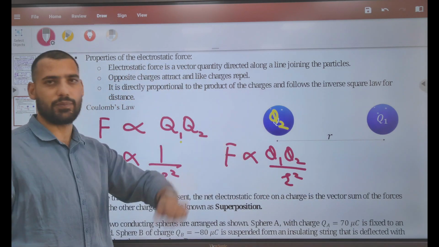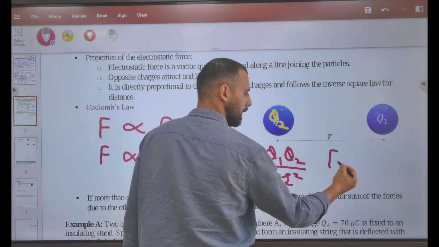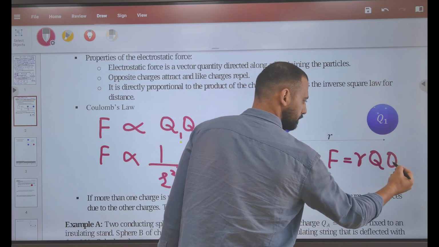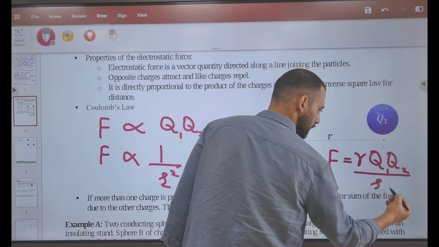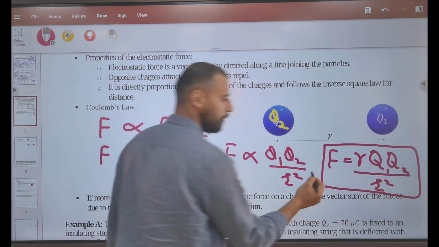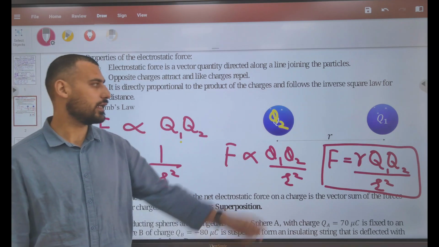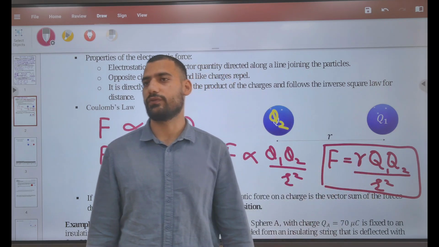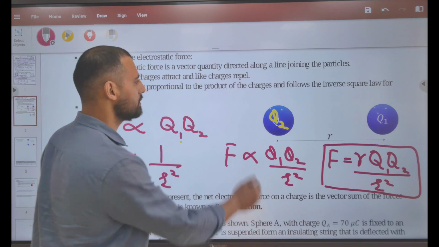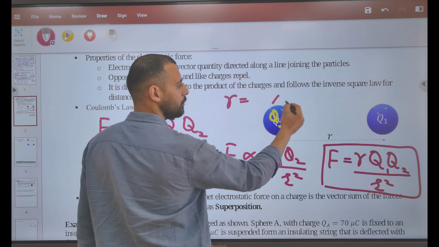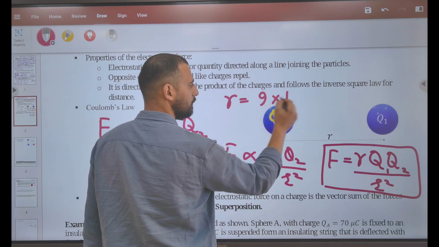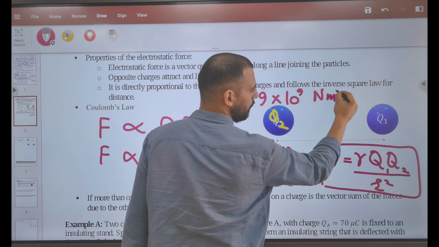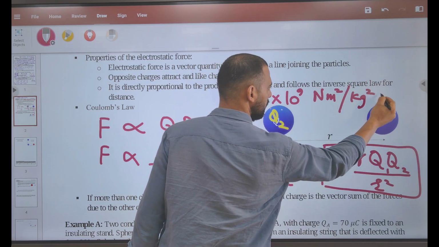And if you want to remove this proportionality, you can introduce a constant. F is equal to some constant, let it be gamma, Q1 Q2 upon r square. This is the Coulomb's law for the force between two point charges. If there are two charges, the values will be given, the distance will be given. You need to know the value of gamma, and you can find the force between the two charges. Is that fine? The gamma, the constant here, has a value of 9 into 10 power 9 Newton meter square per kg square. This is the value of this gamma.